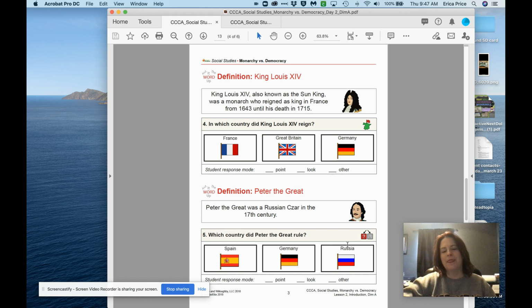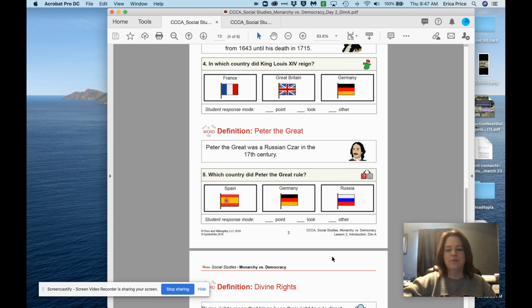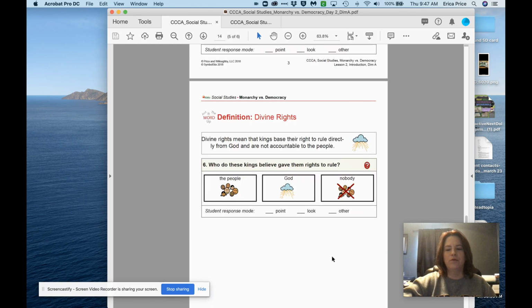Good job. Peter the Great was a czar in the 17th century for Russia. So everybody got that written down? If you need to push pause, push pause. And we're going to move on.